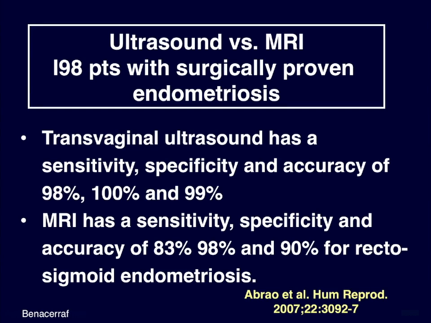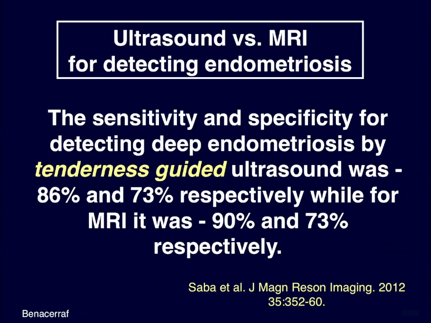Now, until recently, MRI was really the gold standard for endometriosis, but if you compare ultrasound, the way that we've been showing it, with MRI, you can see that the sensitivity and specificity for transvaginal ultrasound is really, really good, and almost better, certainly no worse than MRI. If you compare the sensitivity, 98% to 83% for the rectosigmoid endometriosis. So really, ultrasound is the go-to method for evaluating patients suspected of having deep infiltrating endometriosis.